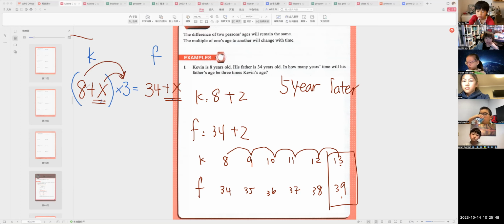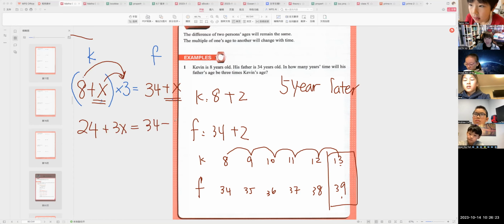Do the same thing. 8 times 3 equals what, Ava? 8 times 3 equals 24. Very good. And X times 3 equals what? 3X. Okay, very good. So 34 plus X, okay?